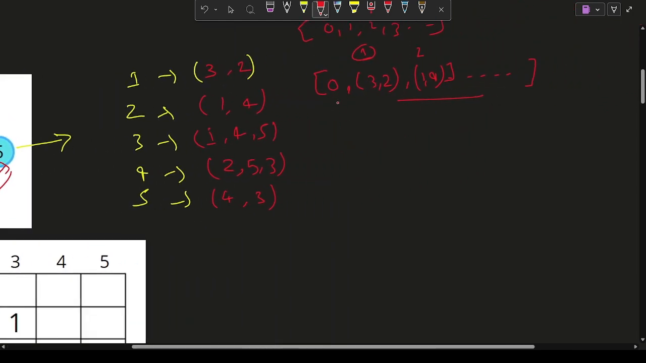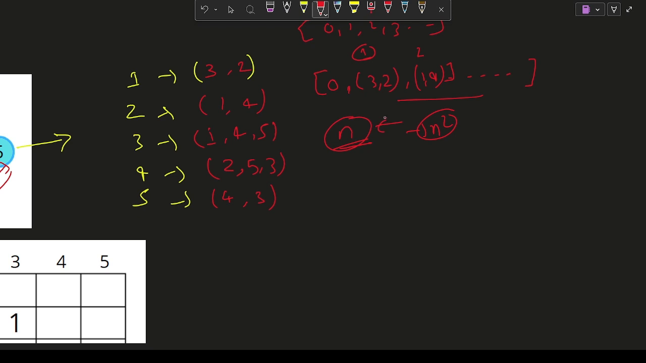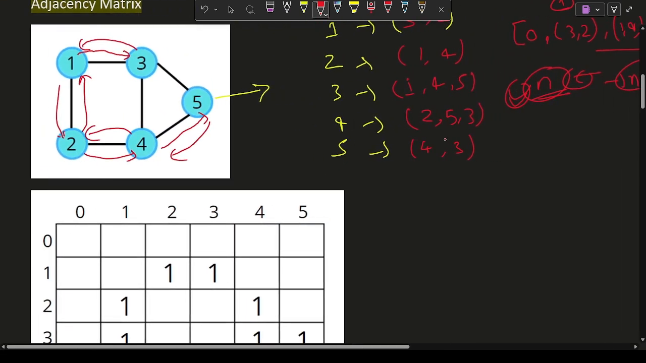Here you can see the time complexity is n, and in the matrix it is n square. So this minimizes the time complexity. So this is one of the better solutions, a better representation of a graph.